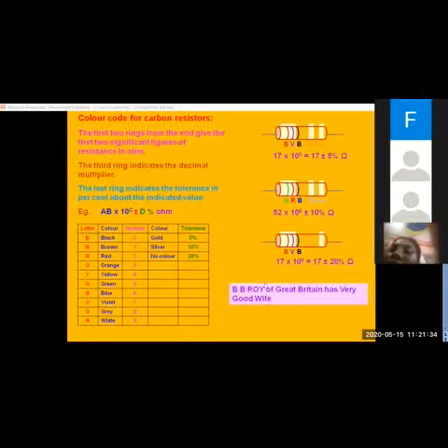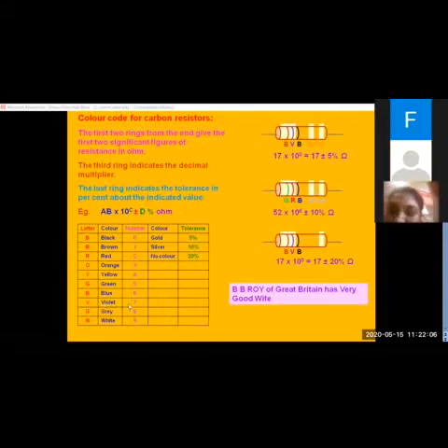For those who have joined late, I'll brief it again. You'll have 4 rings. For the first ring and second ring, we directly write the numbers. If it is red and orange, I will write it as 23. If it is yellow and blue, I will write it as 46. If it is black and brown, you will write it as 0 and 1. The third ring should be the power of 10. So here, if the third ring is black, it means 10 to the power of 0. If it is violet, 10 to the power of 7. If it is red, 10 to the power of 2.